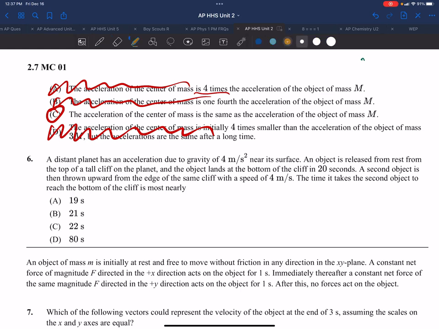We are in this situation located on a distant planet where the acceleration of gravity is 4 meters per second squared. It's released from rest from the tall cliff, lands at the bottom in 20 seconds. Then we have a second object thrown upward with a speed of 4 meters per second. We want to know the time it takes.